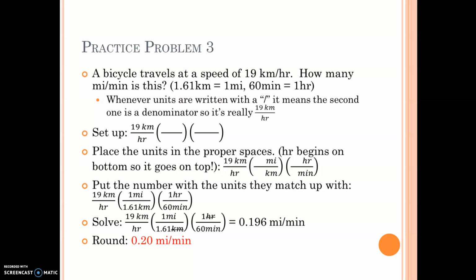And we've got 19 on top, and we're going to divide the 19 by 1.61, and then divide whatever we get from that by 60 minutes. Our answer in the calculator is 0.196 miles per minute. Now, however, if we go back to the original equation, the given measurement has 2 significant figures. So we have to round that 0.196 to 2 significant figures. So our final answer is 0.20 miles per minute.